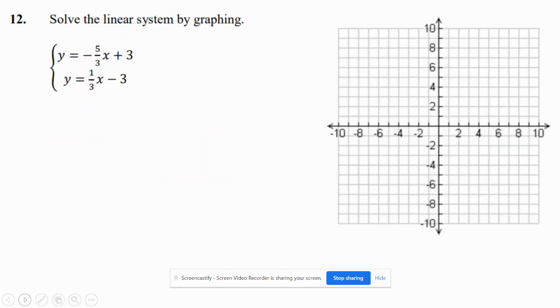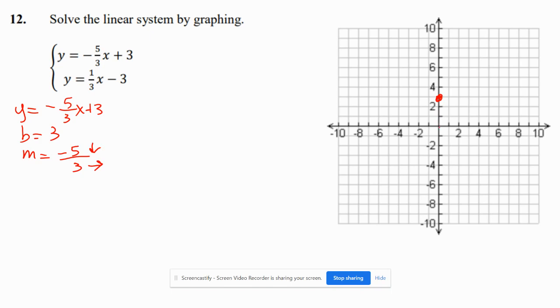All right, number 12. Solve the linear system by graphing. So we have the first one. y is equal to -5/3 x plus 3. We'll graph the y-intercept first, which is at +3. Right, so that's b. m is equal to -5/3. I'm going to toss the negative to the 5, just a personal decision I made. So that tells me I'm going to go down and to the right.